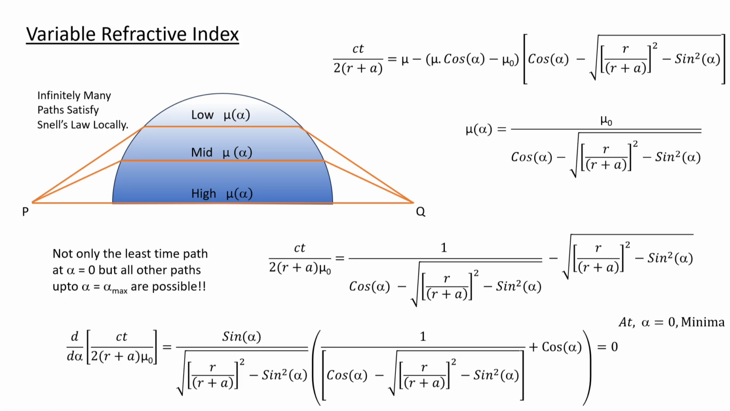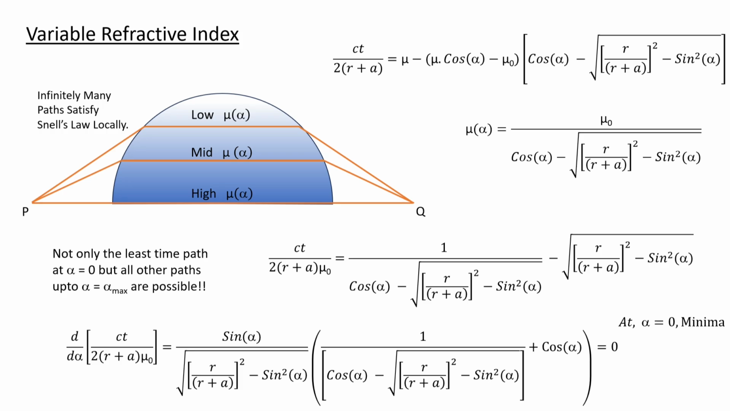So according to Snell's law, not only the least time path, which happens at alpha equals 0, but all the other paths up to alpha equals alpha max are possible. So between the central path and the tangential path, all the infinite paths in between satisfy Snell's law, but only one path, the central path, satisfies the least time principle, or the stationary time principle.